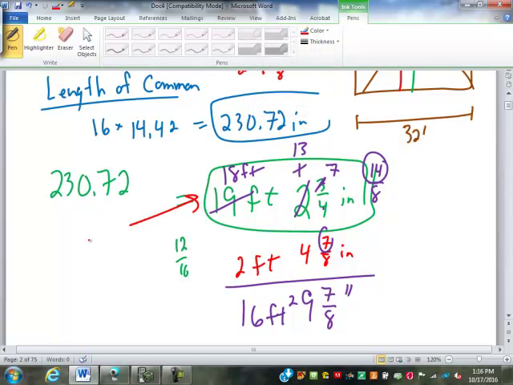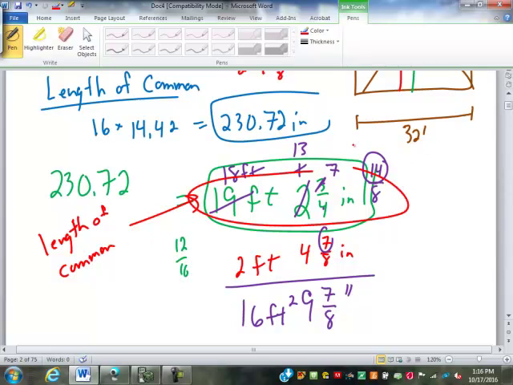So this was the length of the common, the 19 foot 2 3/4 inches. After that longest jack, which is just a common rafter, the next jack, the first jack, is going to be 16 feet. I don't know if I put squared there. 16 feet 9 7/8 inches.